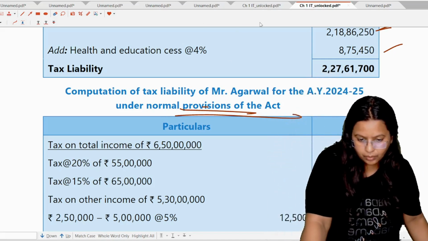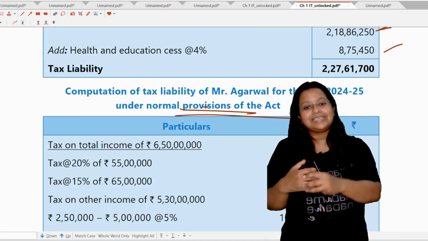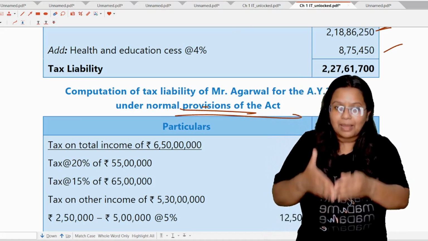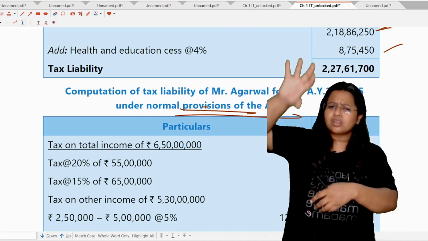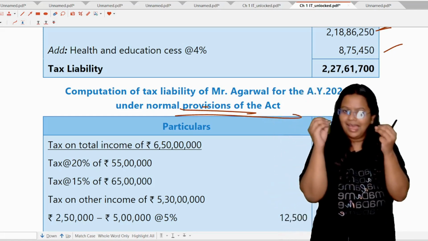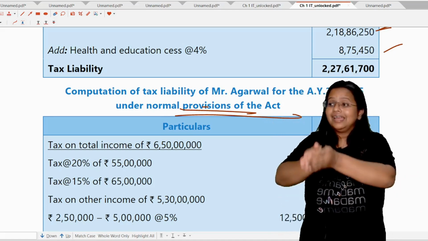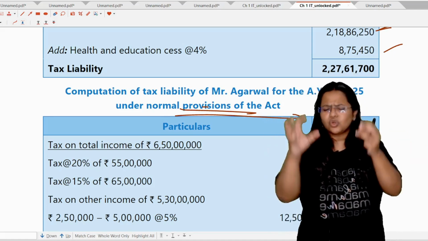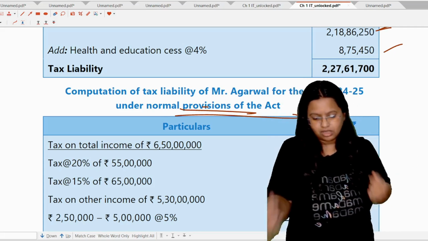Now, one point. Why is marginal relief not applicable here? Students, the reason is that this surcharge is applicable if the income is exceeding 2 crore, and this income is approximately 6 crore 30 lakh rupees. So there's no chance of marginal relief because the additional amount is so much exceeding. So do not waste your time calculating marginal relief in these types of questions.